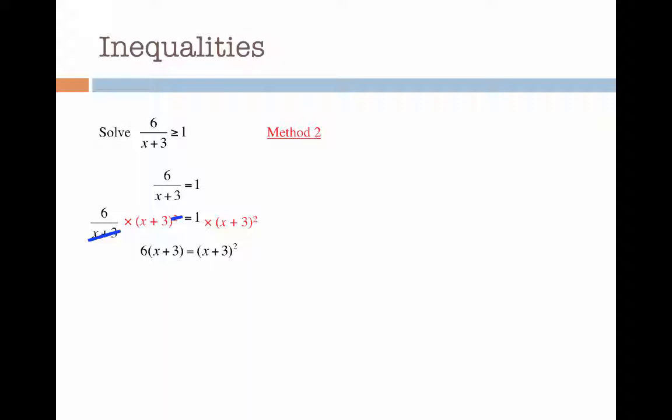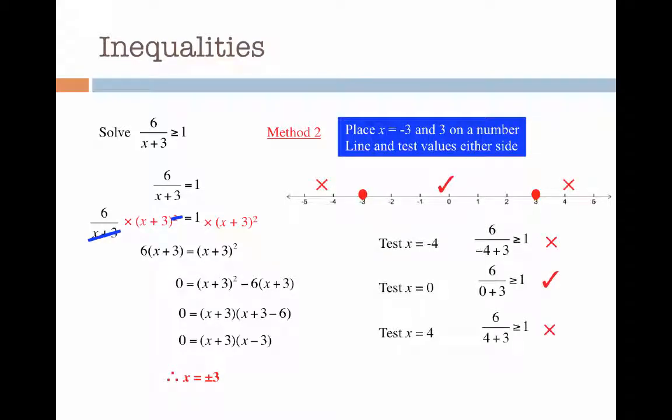Simplifying this, if we're comfortable with the algebra, we're going to get 6 outside of x plus 3 equals x plus 3 all squared. Subtracting 6 outside of x plus 3 from both sides, we now need to factorize out a common factor of x plus 3, and then we're going to simplify. This solution now gives us two values, plus 3 and minus 3, that we can now check on a number line. So we're going to do the exact same method. We're going to test either side of minus 3 and 3, and this will give us our value the same as the first method, of x is between minus 3 and 3.